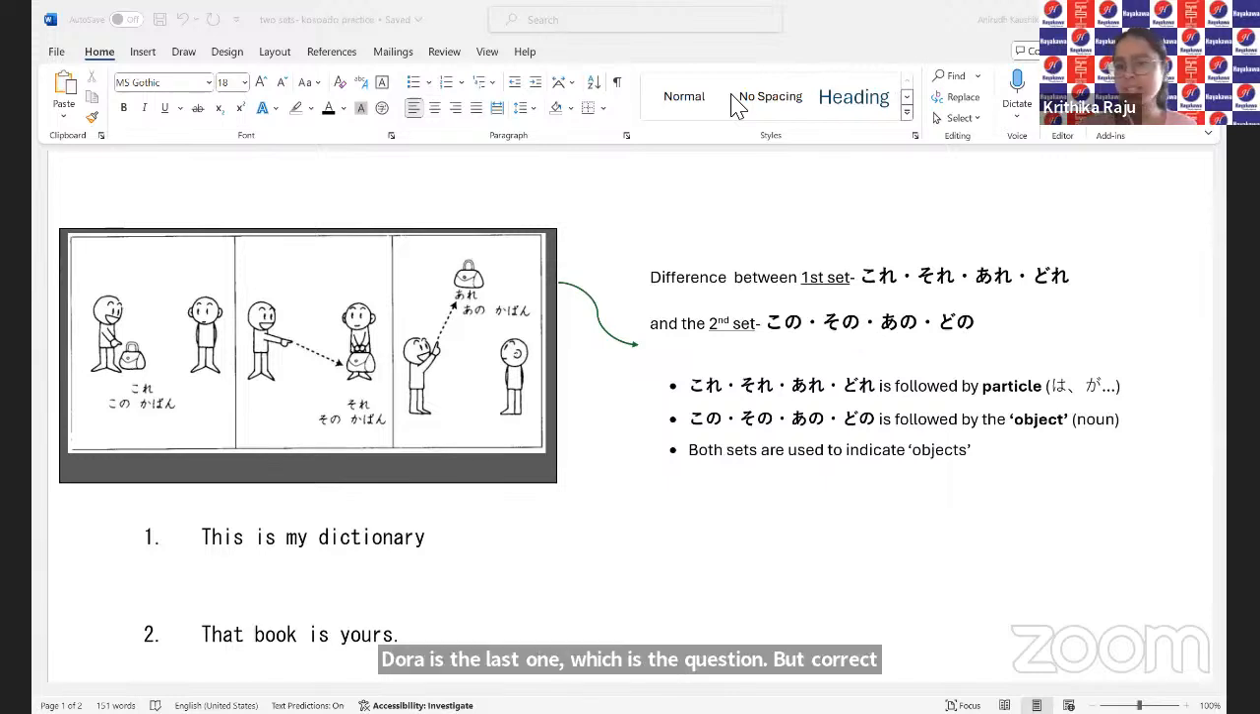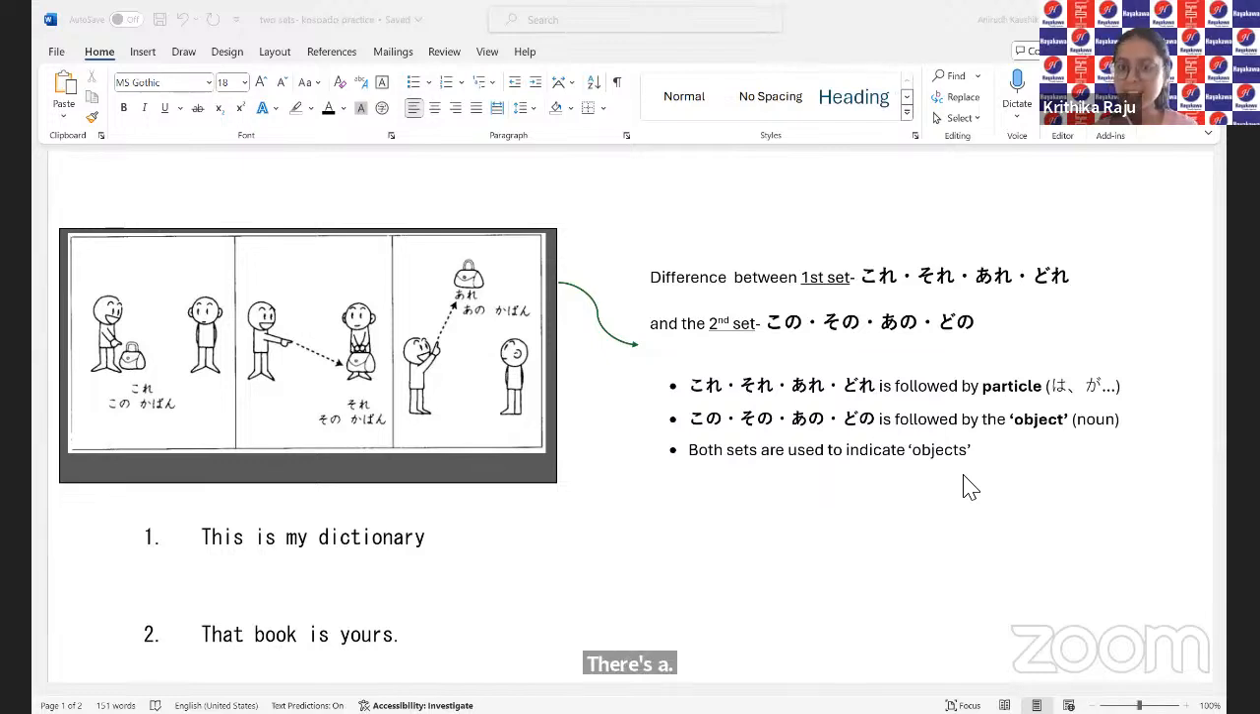You can take a look at your notes and tell me, no problem. Yes, dozo. The second set of nouns should be kono, sono, ano, dono. Very good. Thank you, Gurumurti-san. So the first set is kore, sore, are, and dore.